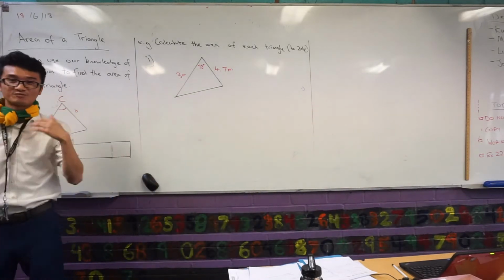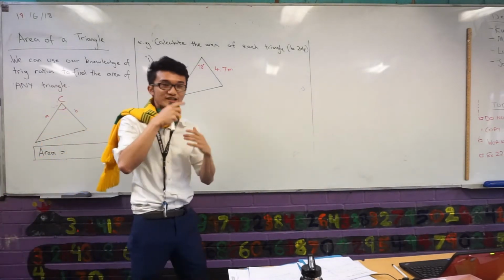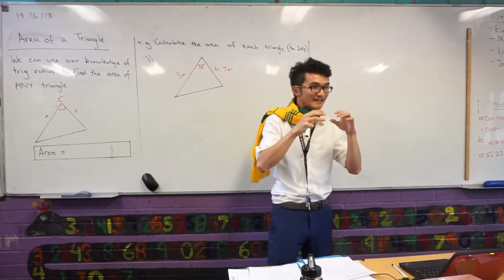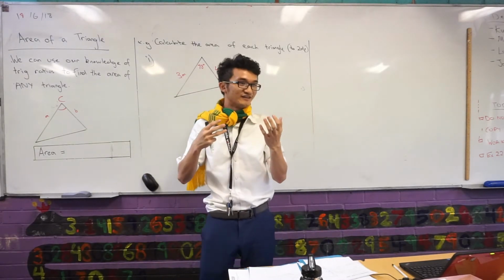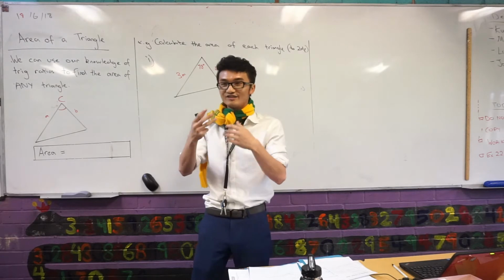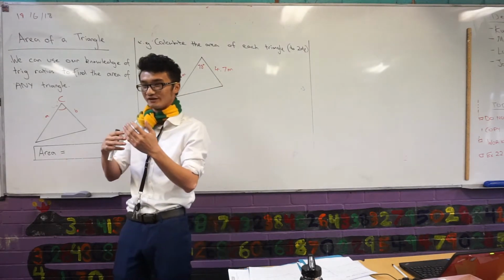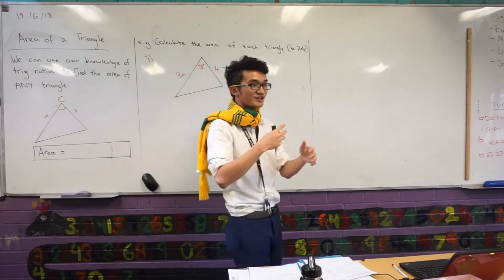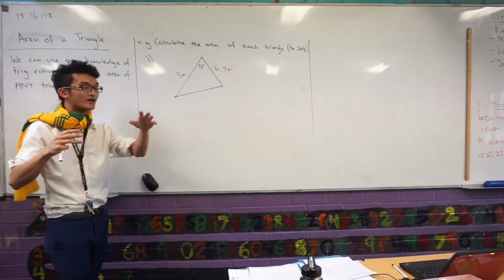Now, so here's the premise, right? We already know that when we're looking at areas of triangles, we need that perpendicular height, okay? What if I don't have that though? And this is where our trigonometric ratios come in. Our understanding of trigonometric ratios allows us to answer different kinds of problems.